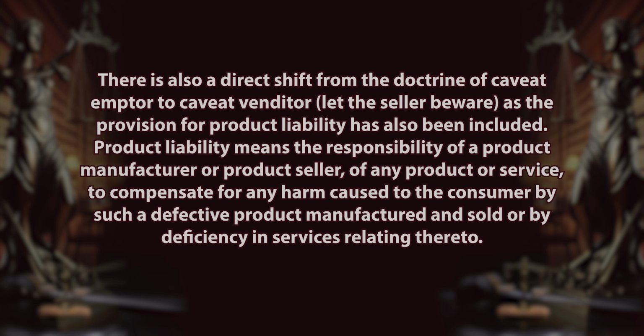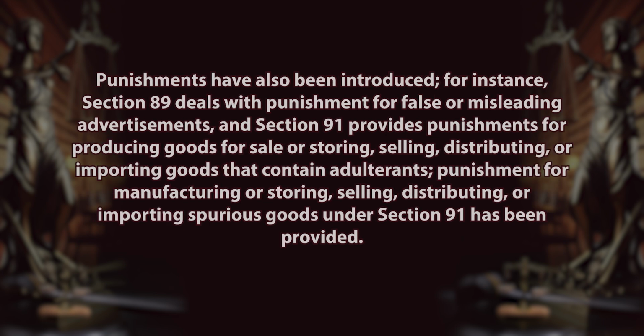Product liability means the responsibility of a product manufacturer or product seller of any product or service to compensate for any harm caused to the consumer by such a defective product manufactured and sold or by deficiency in services relating thereto. Punishments have also been introduced. For instance, Section 89 deals with punishment for false or misleading advertisements, and Section 91 provides punishment for producing goods for sale or storing, selling, distributing or importing goods that contain adulterants. Punishment for manufacturing or storing, selling, distributing or importing spurious goods under Section 91 has been provided.